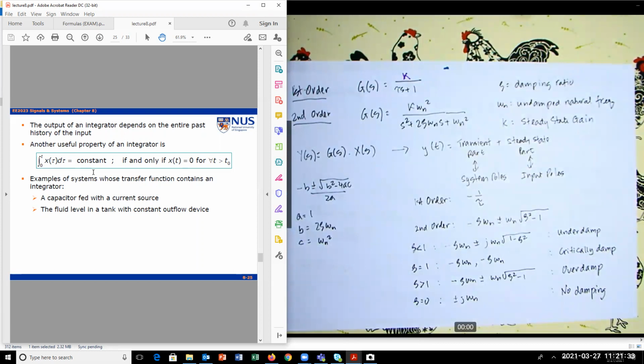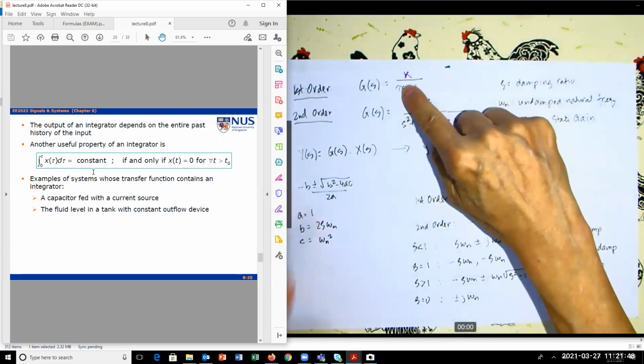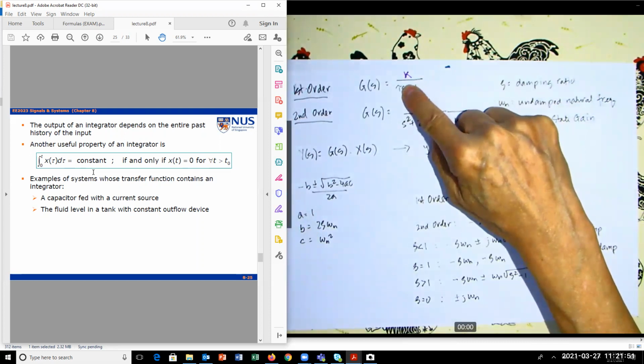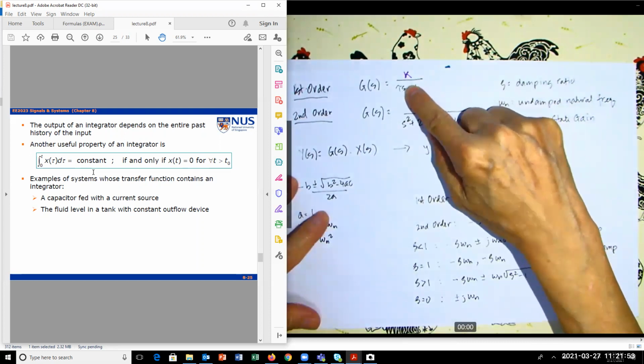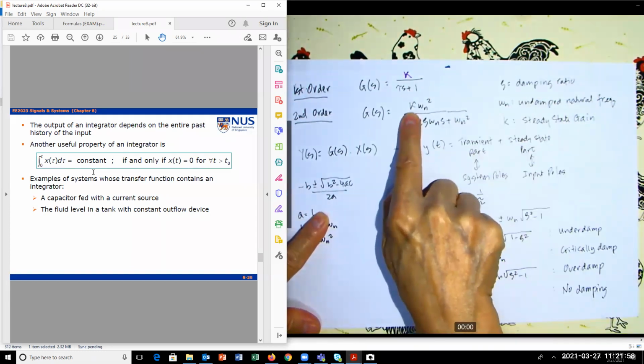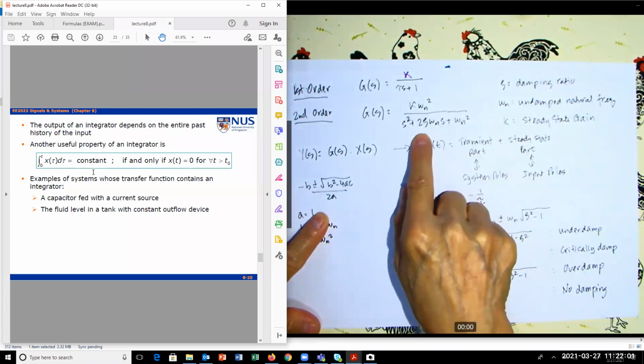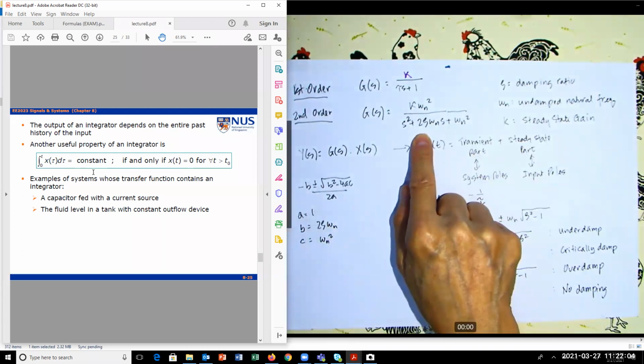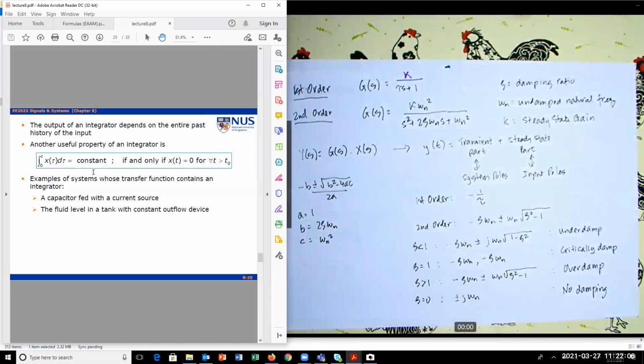K over (tau s plus 1) for the first order, and K omega n squared over s squared plus... So if we give you a graph, tell me what is G(s). That's a question that we may ask you. If it's a first order graph, what are the unknowns? K and tau. I've got to figure out K and tau from the graph. If I give you a second order, I've got to figure out what is K, omega n, and zeta. Those are the 3 parameters for second order. So we need to deduce from the graphs what these values are.